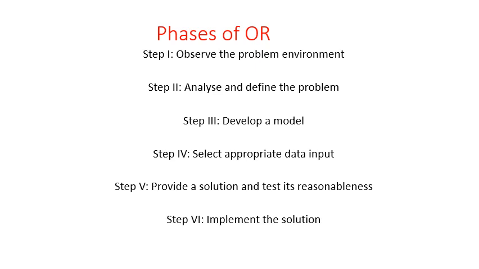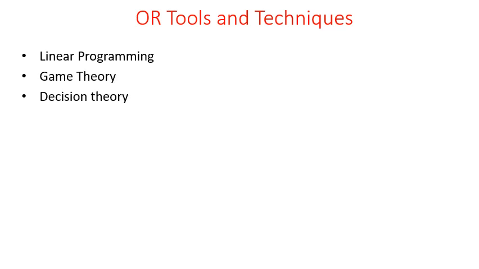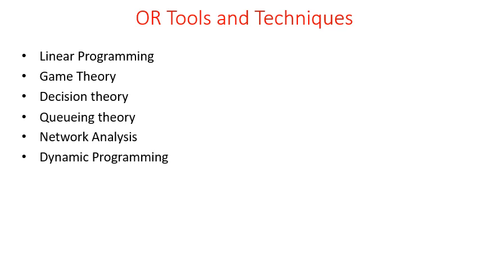Then comes the implementation part, implementation of the solution. All this will go in a particular order, the different steps or the different phases of OR. Different OR tools and techniques, we'll see: linear programming, then game theory, decision theory, queuing theory, network analysis, dynamic programming, inventory models, simulation. Most of this will be covered in the subsequent videos.